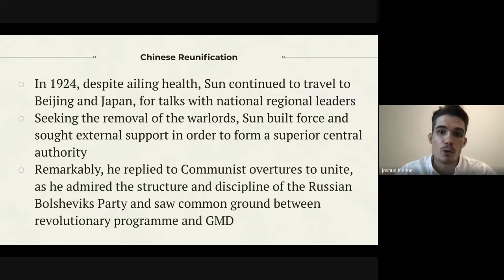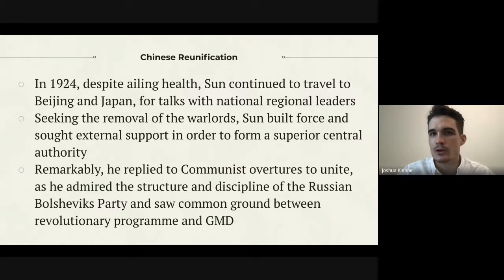He sought the removal of the warlords, and Sun built a force and support and sought external support in order to form a superior central authority. He wants to unify China back together. And in order to do this, he actually turns to the Communist Party, which is an emerging party after the May 4th movement, as a result of the New Culture movement, very similar to the GMD, who have very different political ideologies. Chen Duxiu, advocating for armed revolution, for significant, radical changes to China. But he admired the structure and the discipline of the Bolshevik Party.